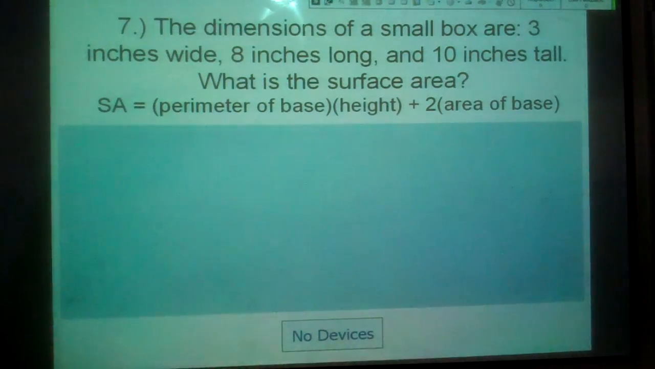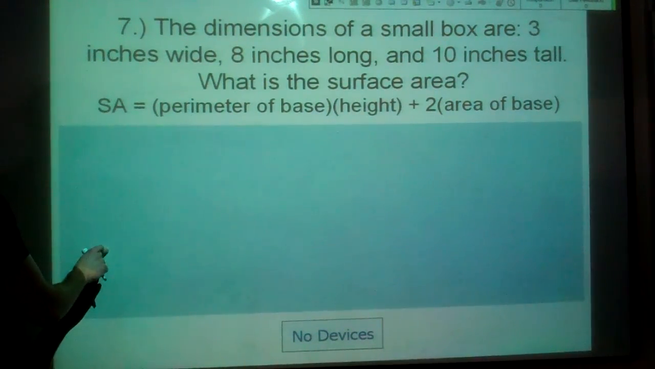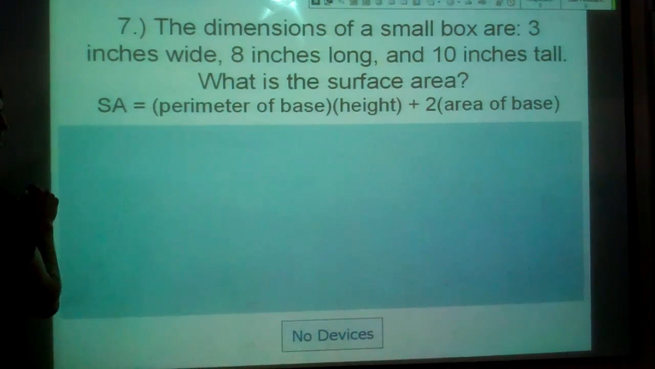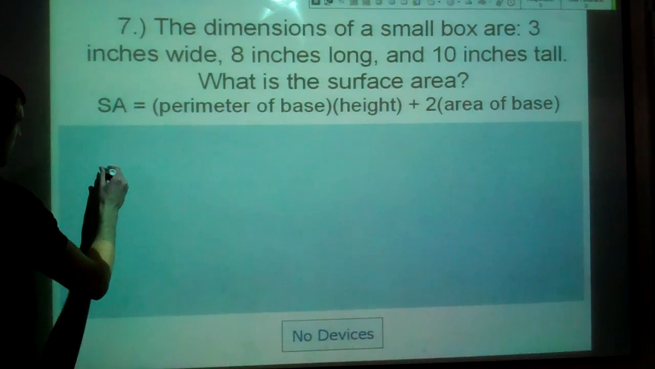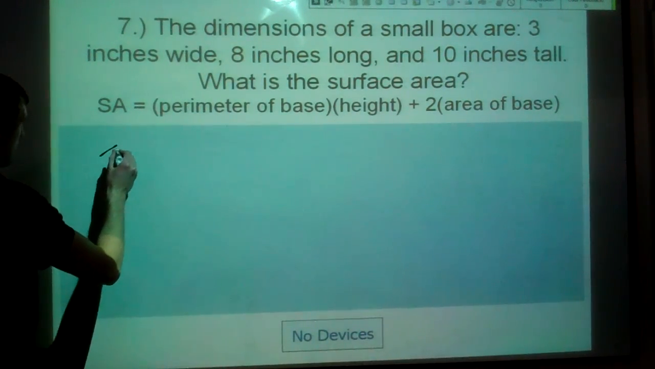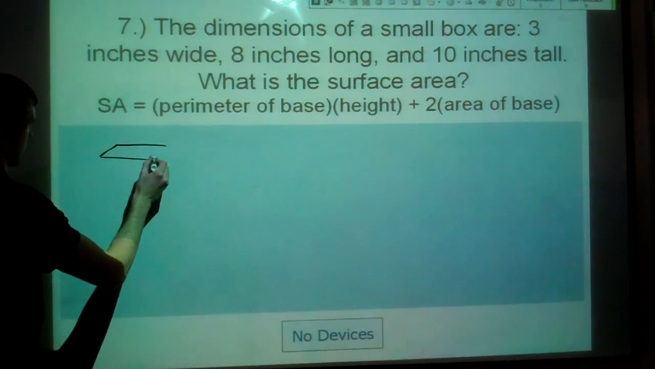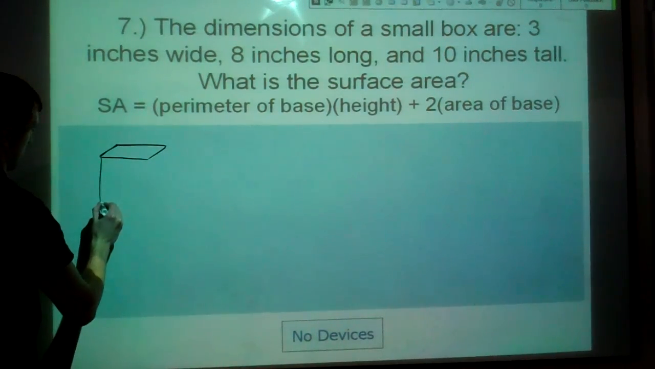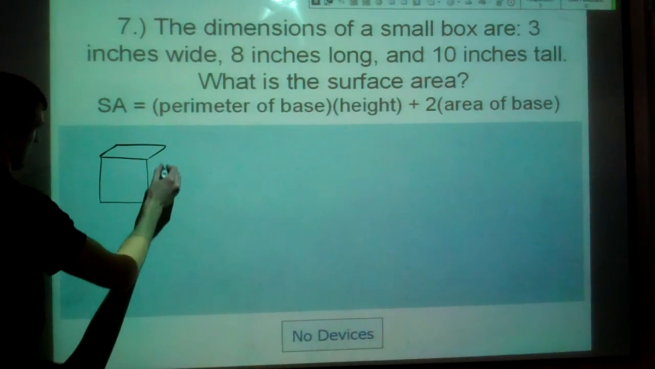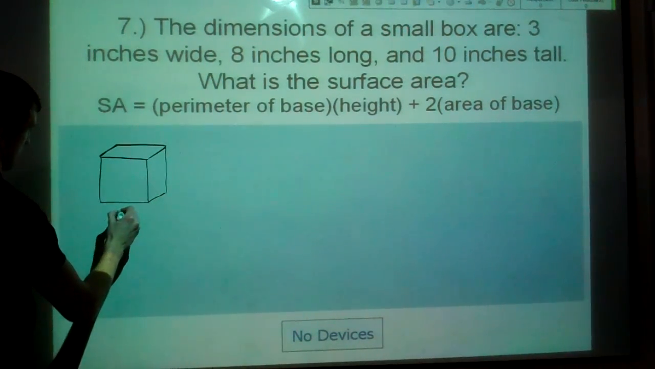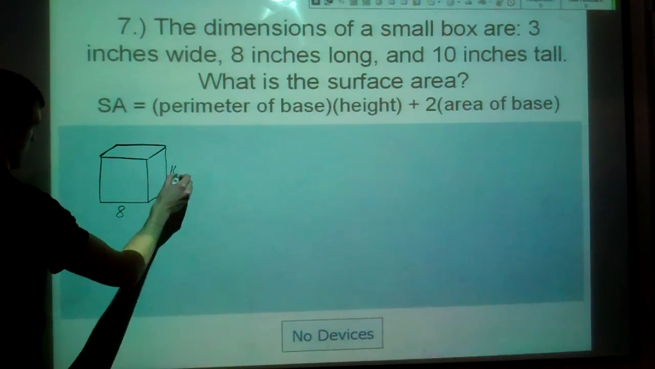Number 7 seemed to cause a little bit of trouble, but hopefully we cleared that up today. The dimensions of a small box are 3 inches wide, 8 inches long, and 10 inches tall. What is the surface area? This formula is provided. So we have a box, and it's a 3 by 8 by 10 inch box. Not a very big box.